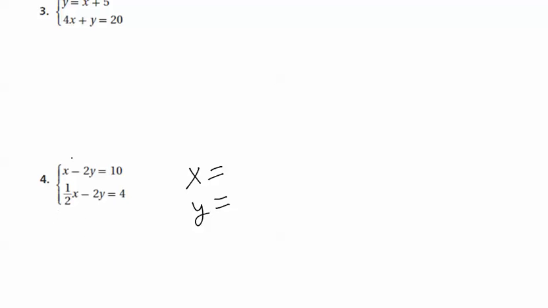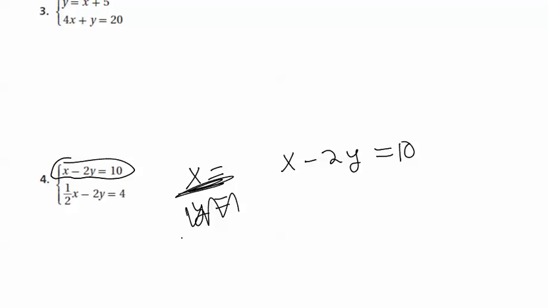When I look at the top equation, x is all by itself. It's not 2x or 1/2 x or anything like that, so it's going to be easy to solve that for x. So I'm going to solve something for x. I'm not going to solve anything for y. So I look at this equation I wrote down and I say, okay, I want to solve for x, so I don't want the minus 2y there.